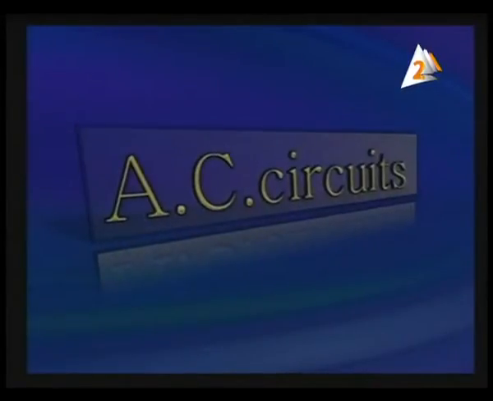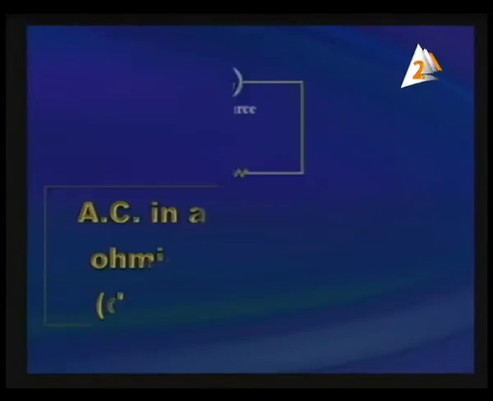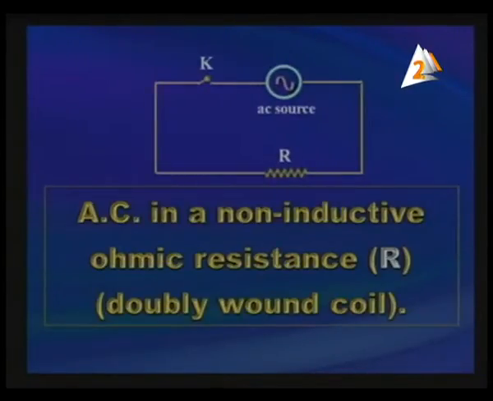AC circuits. Okay, first of all, AC current in a non-inductive ohmic resistance, denoted by R. What is meant by non-inductive ohmic resistance? Okay, it is a coil which is doubly wound, so no EMF can be induced by self-induction.